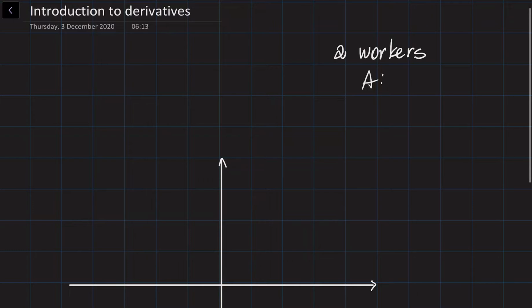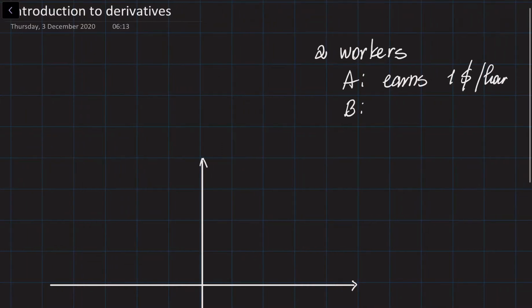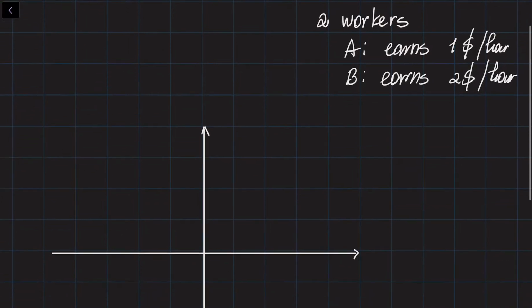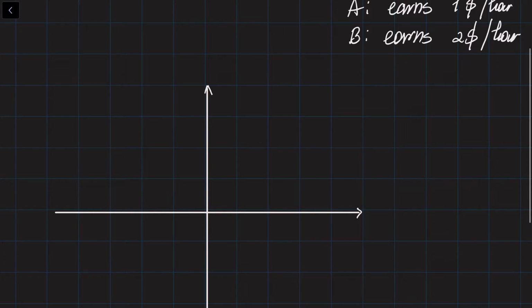The worker A earns $1 per hour and the worker B earns $2 per hour. What I want is to express the wage of the worker A and the B using some functions and try to sketch this. So if I try to do this for the first worker, let's understand what kind of function this is. I'm going to sketch the graph.